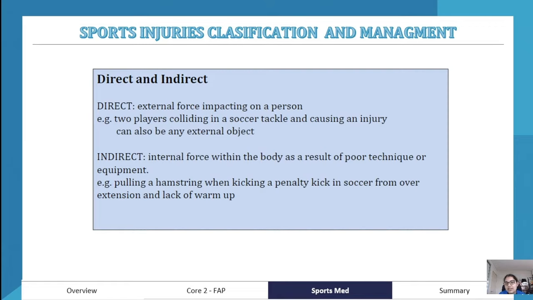An indirect injury is when there is an internal force within the body. Usually it's poor technique or even equipment. So that is when it is from within the body. An example could be you pull a hamstring while you're kicking a penalty in soccer, from overextension and a lack of warm-up. So that's indirect because it's an internal force.